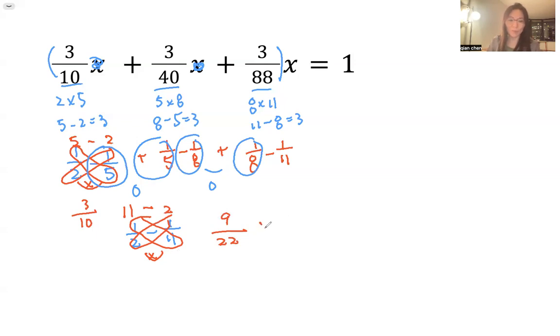So now I have 9 over 22 x equals 1. So what do I do? I multiply by the inverse of 9 over 22 on both sides. Sometimes when I'm working with the equation, I'm lazy to write on both sides. I'm just writing everyone multiplied by 22 over 9. Then, of course, 22 over 9 multiplied by this one, it becomes 1x. So 1x is x equals 22 over 9. Okay, I hope this makes sense for you.